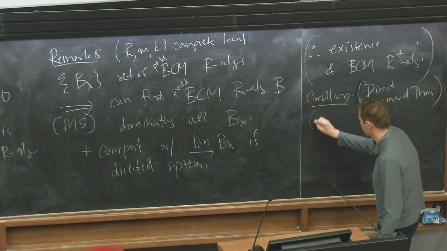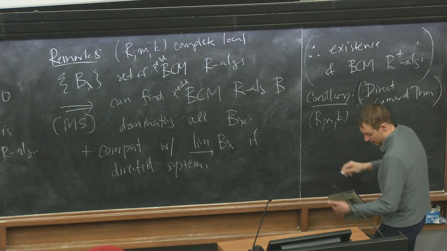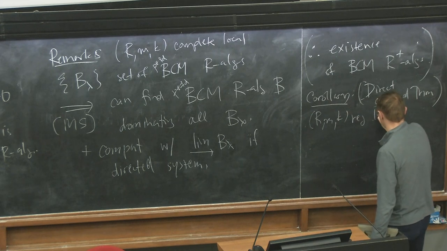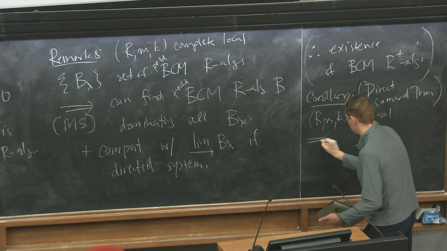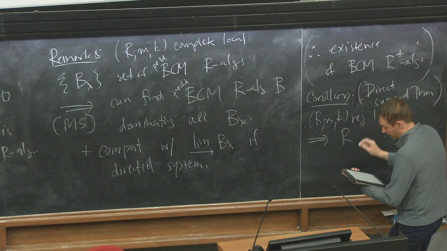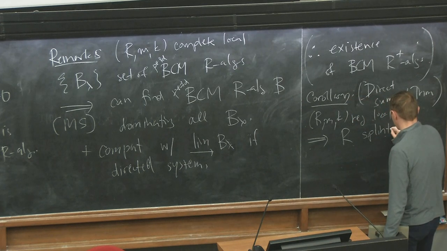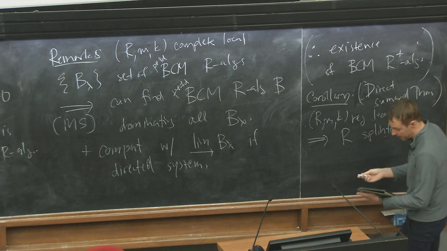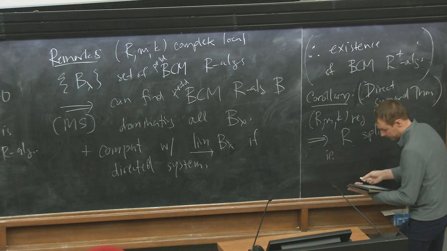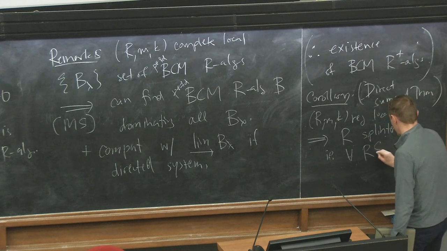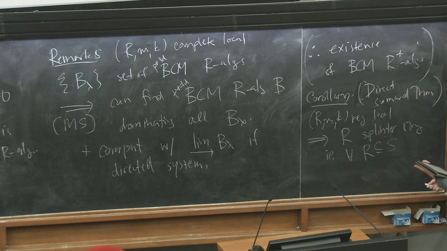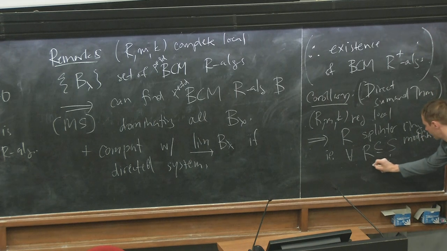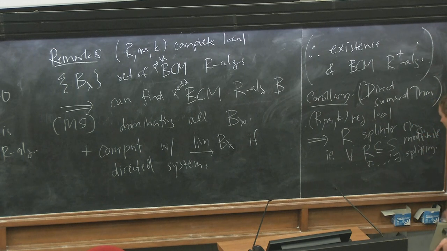All right, so here, this is the statement that if (R, m, k) is regular local, then R is a splinter ring, i.e., whenever I have a module finite domain extension, there exists a splitting. Okay?